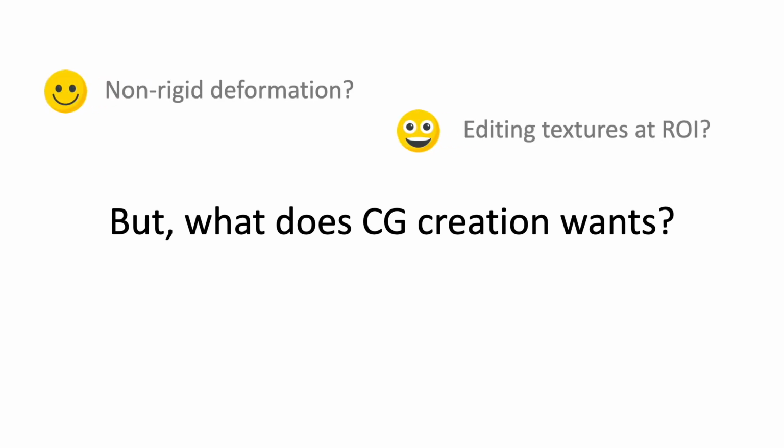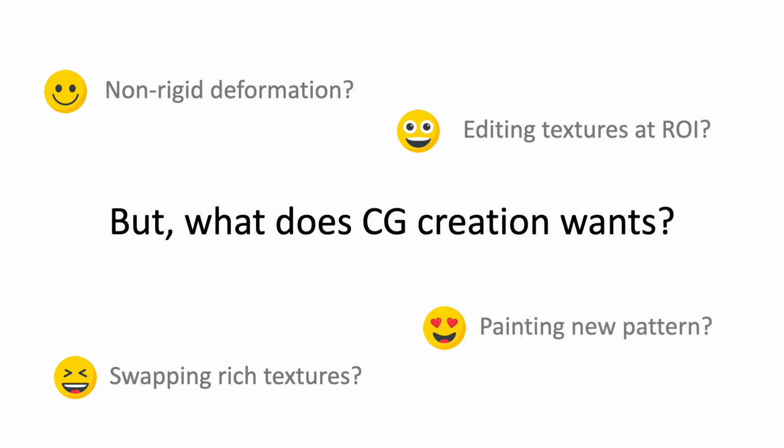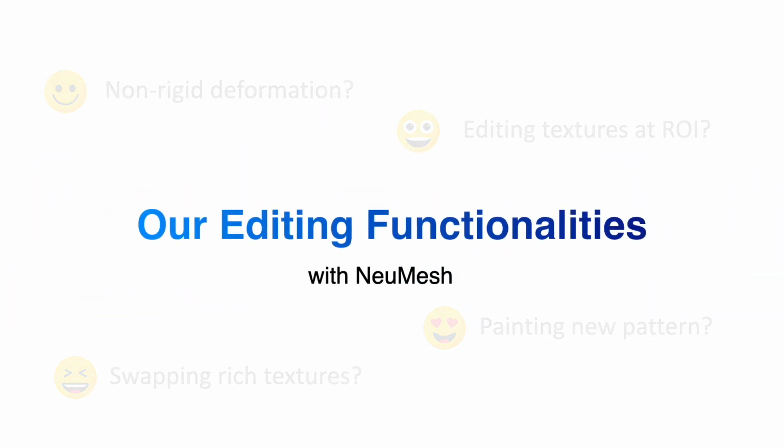But, what does CG creation actually want? Supporting non-rigid deformation for geometry editing? Editing object textures precisely at region of interest? Swapping textures to dress up newly created objects? Or even painting new patterns in a user-friendly way? Now, we propose a novel representation, called NeuMesh, to fulfill these demands.